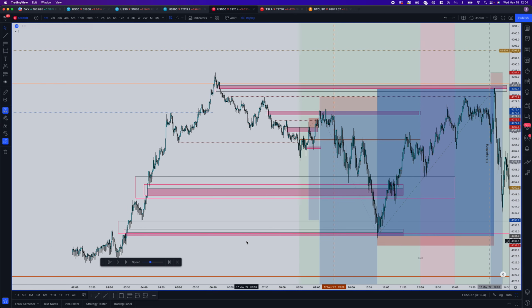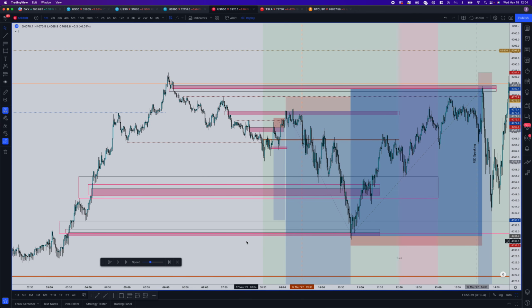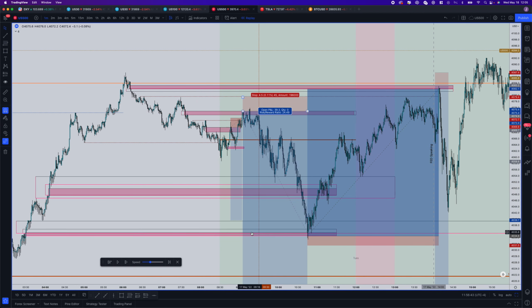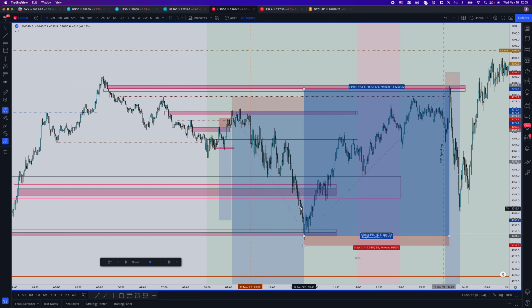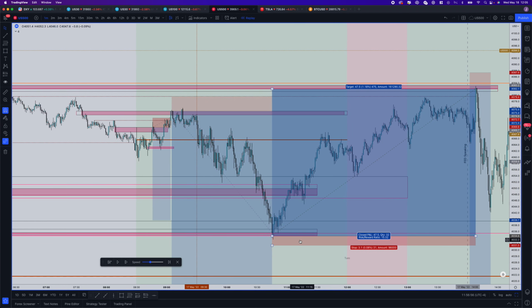Again, I expected price to go down to that daily fair value gap, but I was mindful of these buy side areas because maybe price would want to go back up and take more sell side liquidity before making a move on the daily. So I was watching these, and sure enough, price came down here, and you could have gotten in on these fair value gaps down here. And this buy took off.